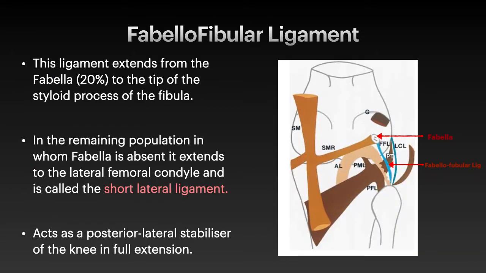The fabellofibular ligament. This ligament originates from the fibula and attaches to the tip of the styloid process. The fabella is present only in 20% of the individuals, and in the rest of the individuals, this ligament extends up to the lateral femoral condyle and is called the short lateral ligament. It acts as a posterolateral stabilizer in full extension of the knee and becomes less important during flexion range.